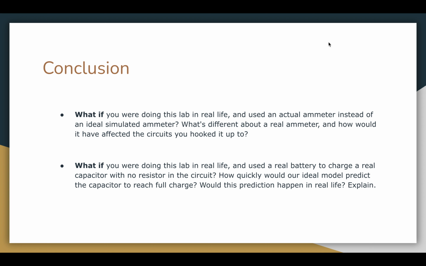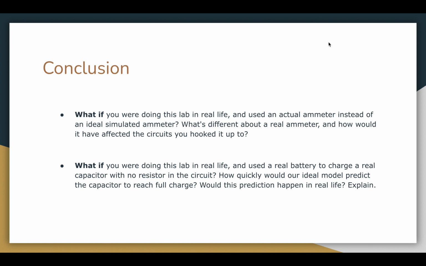Next, we have the what if questions for the conclusion of the lab. First, what if you were doing this lab in real life and used an actual ammeter instead of an ideal simulated ammeter? What's different about a real ammeter and how would it have affected the circuits you hooked it up to? Well, an ammeter is designed to have very low resistance, so an ideal ammeter has exactly 0 resistance. This is not possible in real life, as all objects have some level of electrical resistance, and even the best ammeters have a very small amount of resistance.